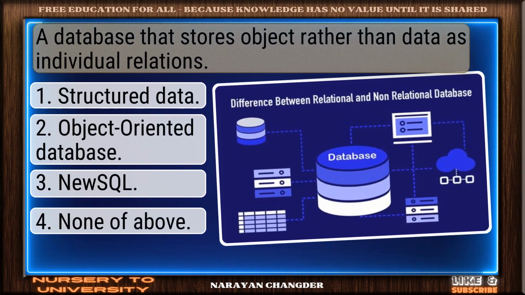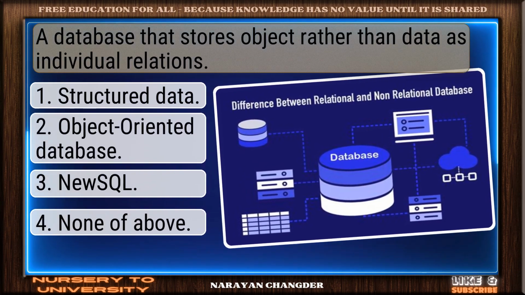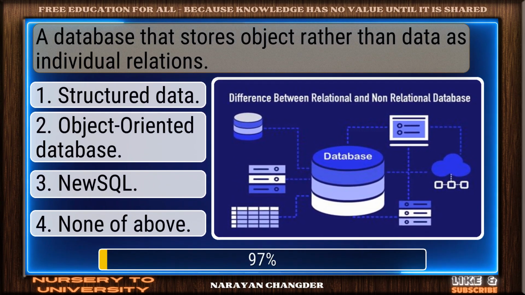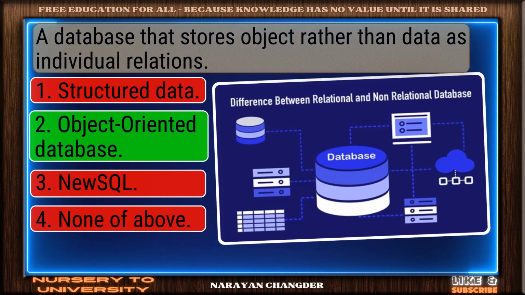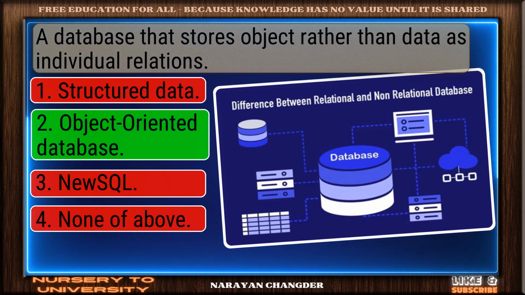Question number 31. A database that stores objects rather than data as individual relations. Excellent. Object-oriented database is a brilliant choice.